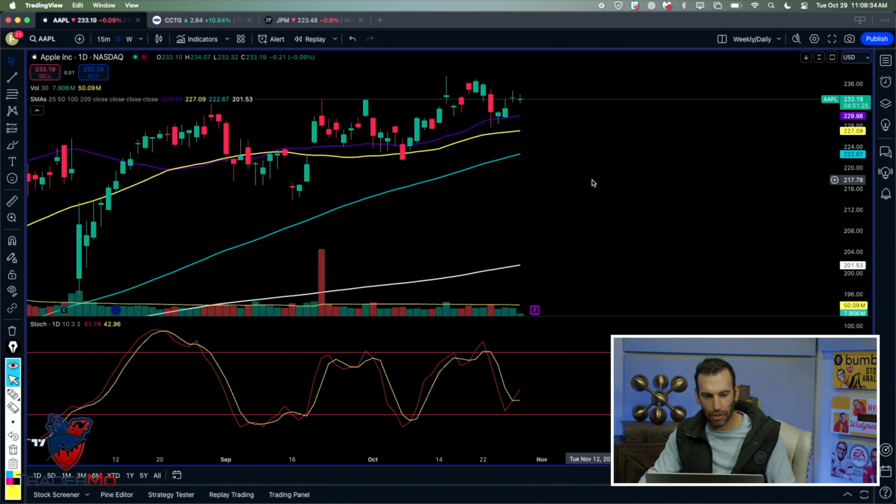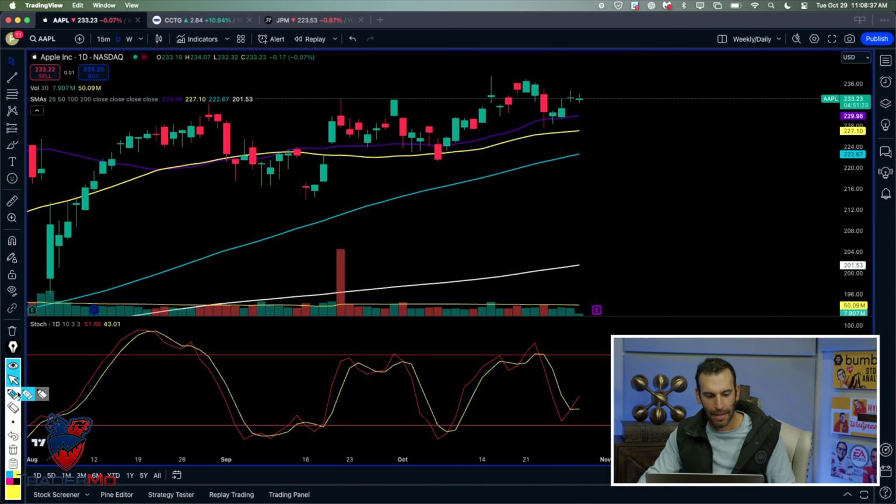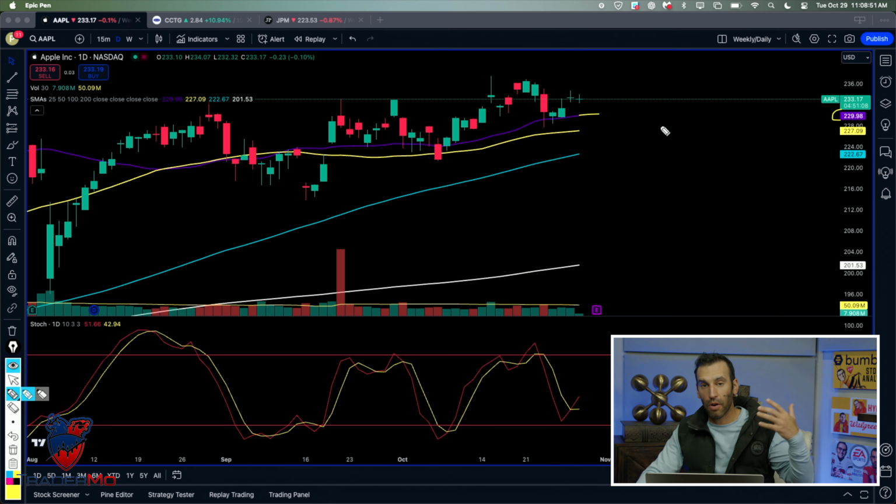So if you're looking at this, you're looking at Apple and you're saying, okay, I am going to put my stop at the 25-day moving average. That's that purple line, $229.98. Very simple. Okay? That's where you can put your stop. You can use charts to your advantage. You can use moving averages. If you want to be a little bit more aggressive, let's say that the stock price comes down and it goes through the 25. Put your stop at the 50, 227.09. That's a way that you can use stops.